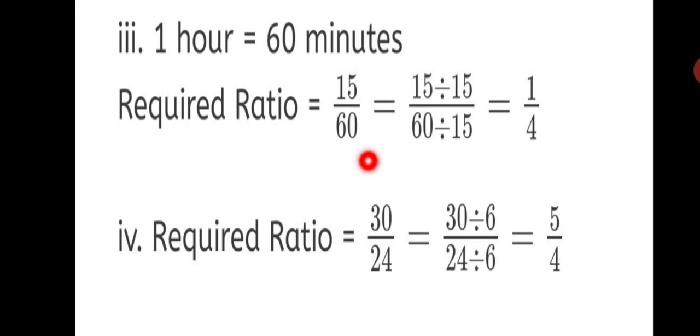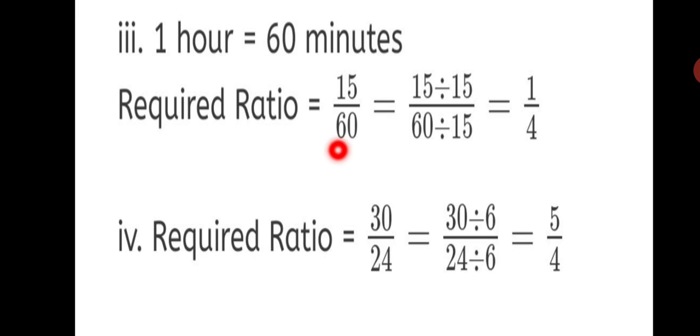You do not write the units when solving, but first you have to equalize the units. So that's why we have written 1 hour is equal to 60 minutes. So the required ratio is equal to 15 upon 60. Instead of 1 we write 60 because the hour we have converted into minutes.